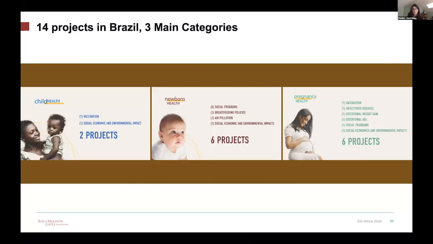So in Brazil, there are 14 different projects covering 3 main categories: 2 projects focusing on child health, 6 projects focusing on newborn health, and 6 others focusing on pregnancy health. They all tackle the problem from different perspectives. If we think about child health, for example, one project is focusing on vaccination and the impact that vaccination has on child health. And another project is focusing on the social, economic, and environmental impact to understand the impact on child health.